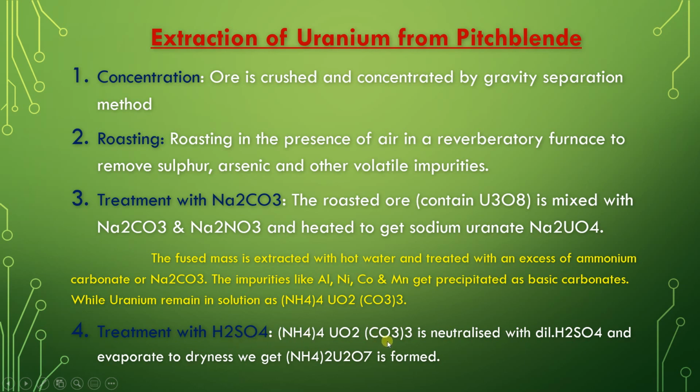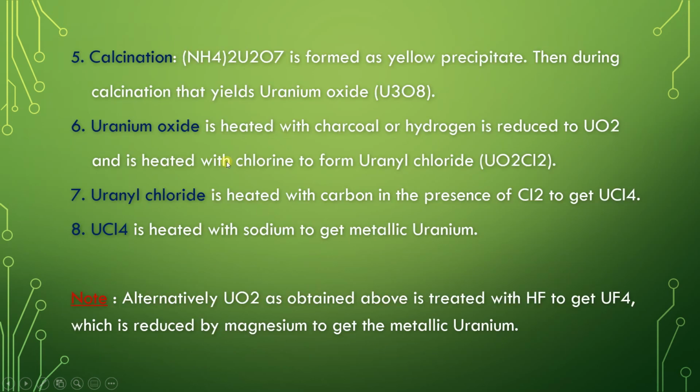So next is treatment with sulfuric acid. This ammonium uranyl carbonate is neutralized with dilute sulfuric acid and evaporated to dryness, and we get ammonium uranate. So next, calcination. Here ammonium uranate is formed as yellow precipitate. Then during calcination, this yields uranium oxide U3O8.